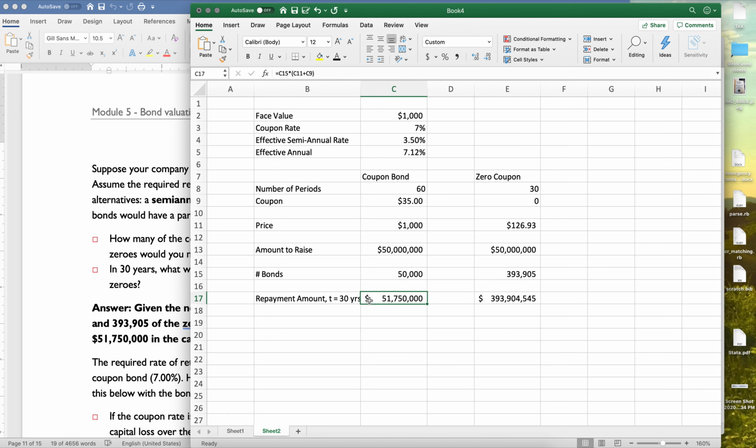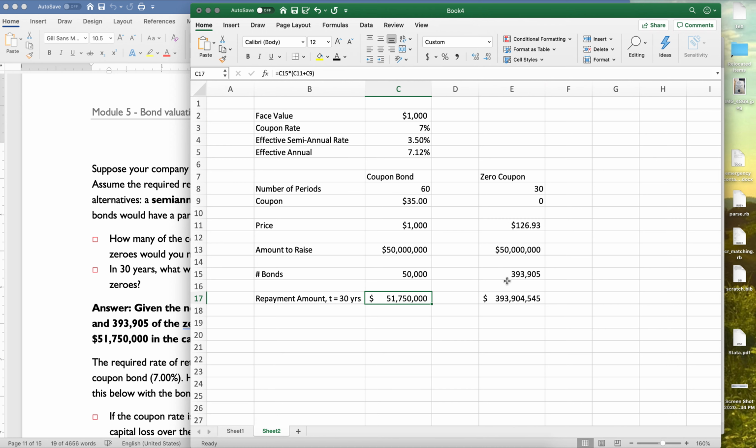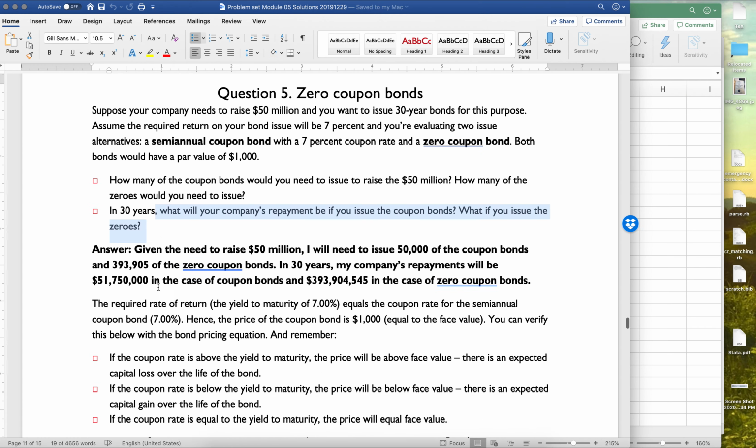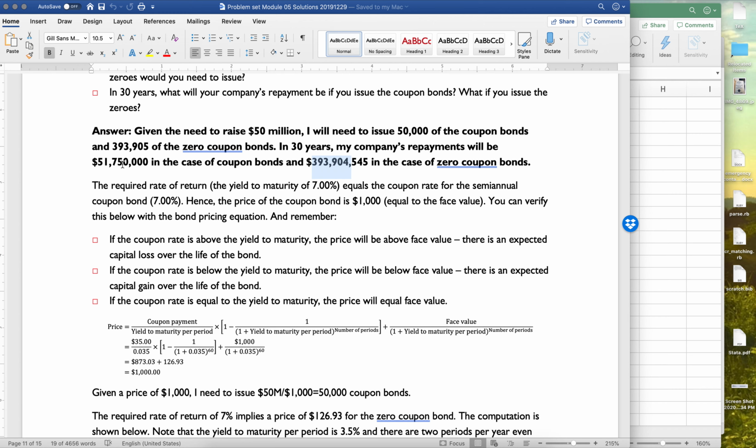So here I only had to pay back 51 million. Here I had to pay back $393,904,545. And the reason for that is that I had to issue so many bonds in the beginning in order to get to my $50 million amount raised. And the lesson here is I had to continue paying in the interim. So I paid part of the interest as the bond was maturing. Here I didn't pay anything, and so I had to borrow a lot more. Well, I had to repay a lot more at the end. So that's the answer to the problem, 393,904 and 51 million.